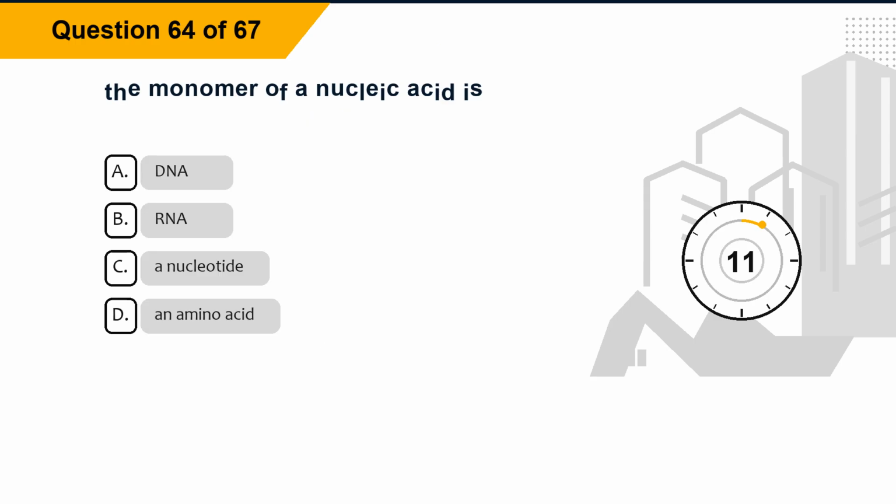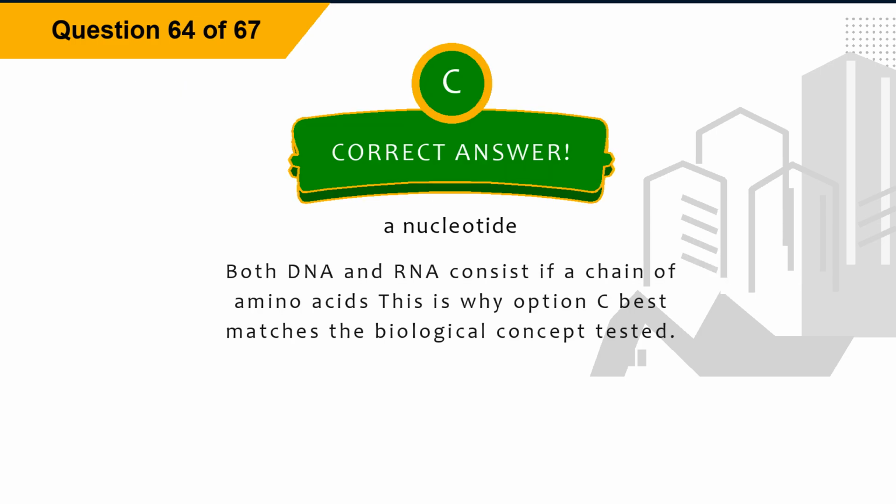Question 64. The monomer of a nucleic acid is: Option A, DNA. Option B, RNA. Option C, a nucleotide. Option D, an amino acid. The correct answer is option C, a nucleotide. Explanation: both DNA and RNA consist of a chain of amino acids. This is why option C best matches the biological concept tested.